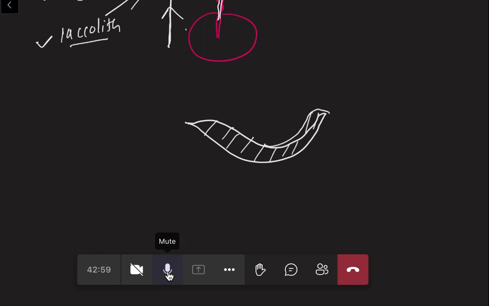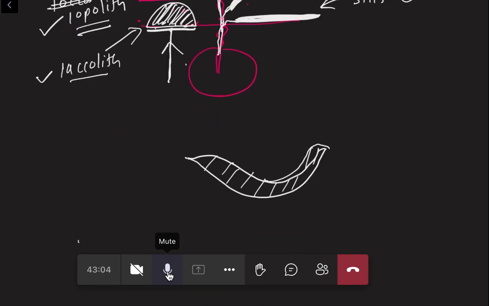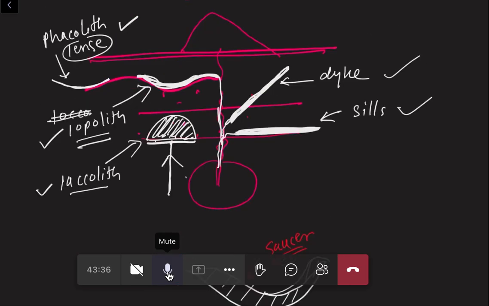It has its thickness, but this you asked, phacolith, is like this: suppose this bedded plane is like this. In these bedded planes, a very thin, lens-like layer of magma is accumulated. Then we call it a phacolith. Very thin layer, like a lens. That's why its feature is lens-like, and this feature is saucer-like. The saucer is different, the lens is different. There is a difference of thickness.